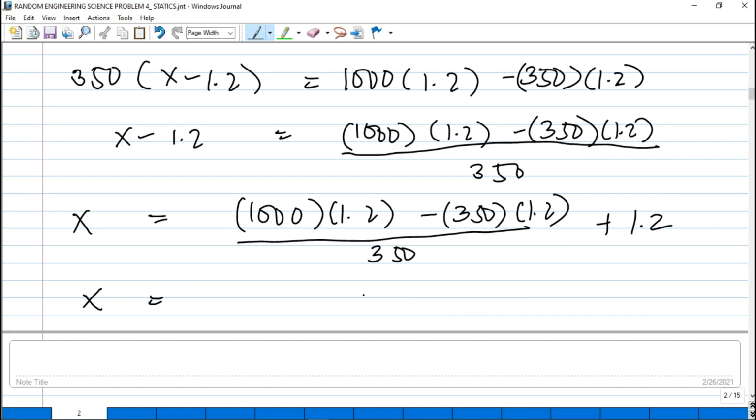So x equals, lalagyan na natin ang unit dito guys, this is in meters kasi naka meters yung 1.2 natin. And this 350 and 1,000 is just unit of force, mag-cancel yung unit niya. It leaves us a unit of meter because 1.2 here is in meters. So if we are going to use three significant figures, the length of the beam is approximately 3.43 meters. So this is the final answer for this practice problem.